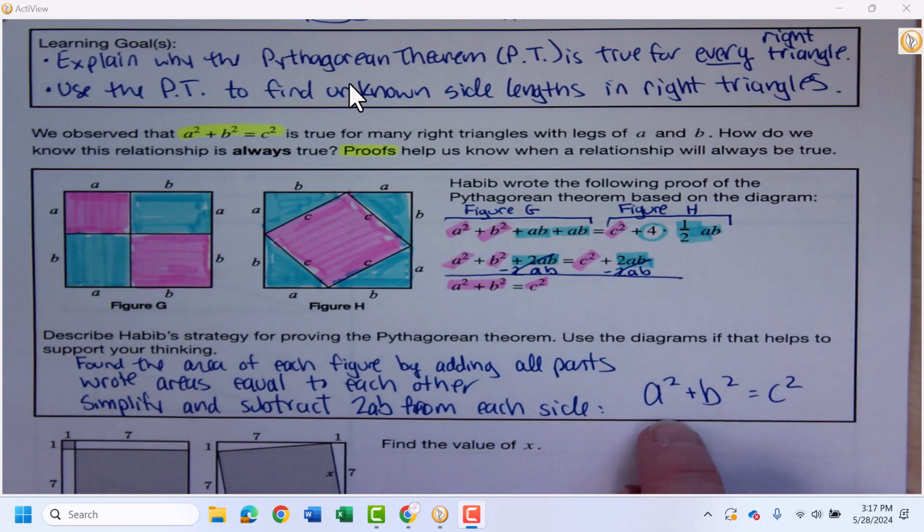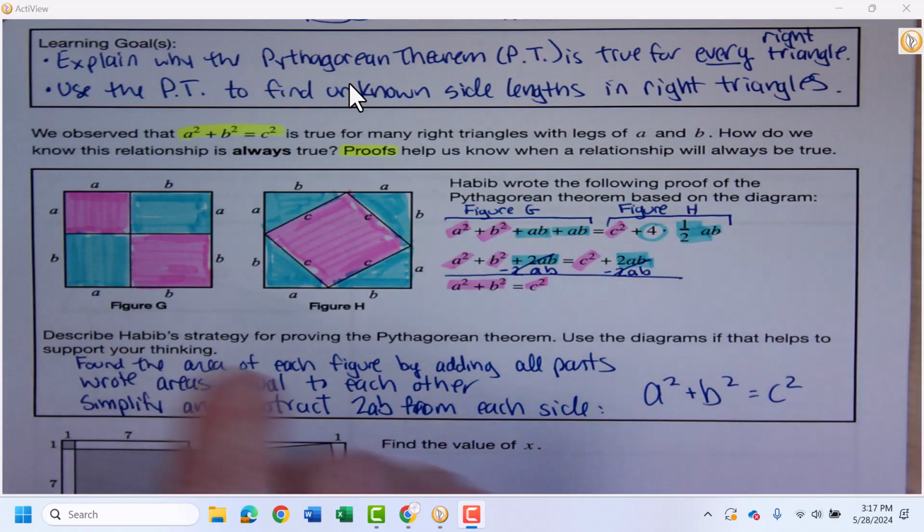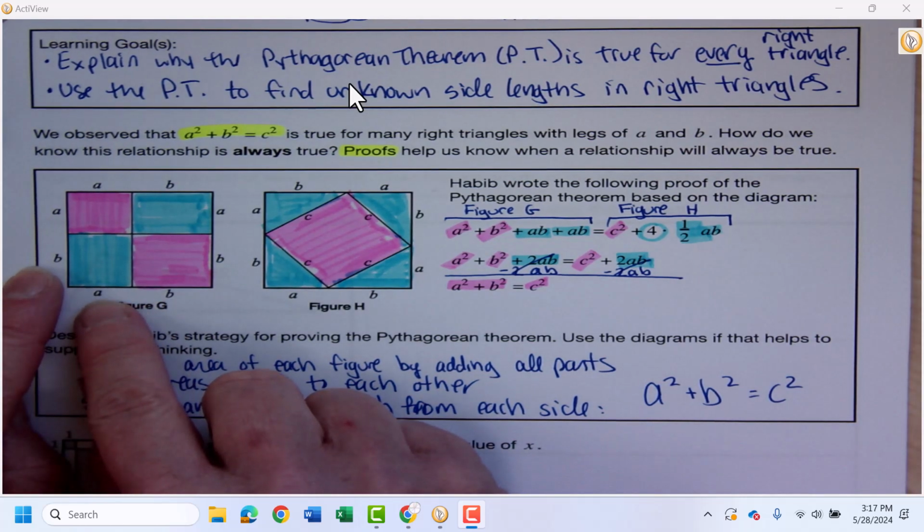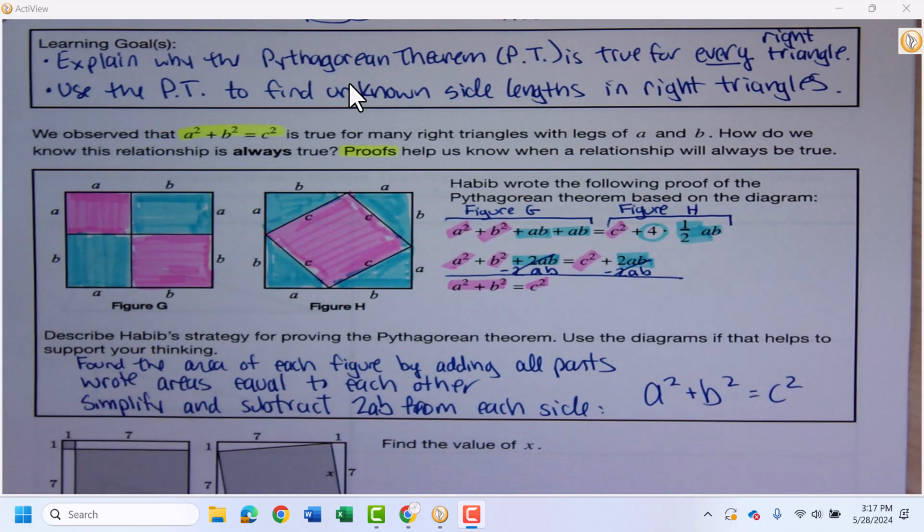So that's the first thing we wanted to be able to do, is just explain why the Pythagorean theorem is true for every right triangle. It wouldn't matter what the values of A and B were. It would work every time the same way with this proof.